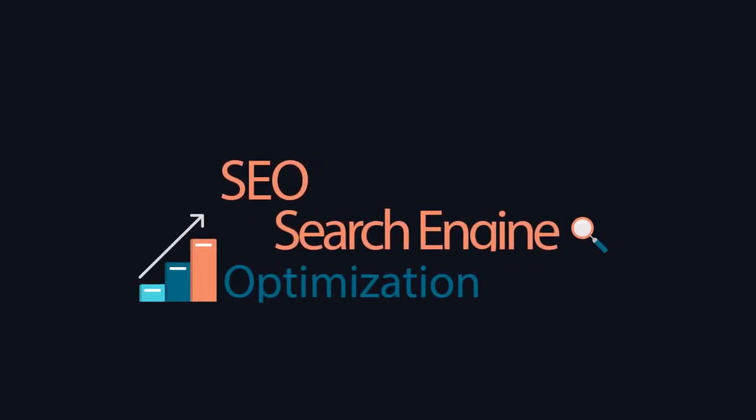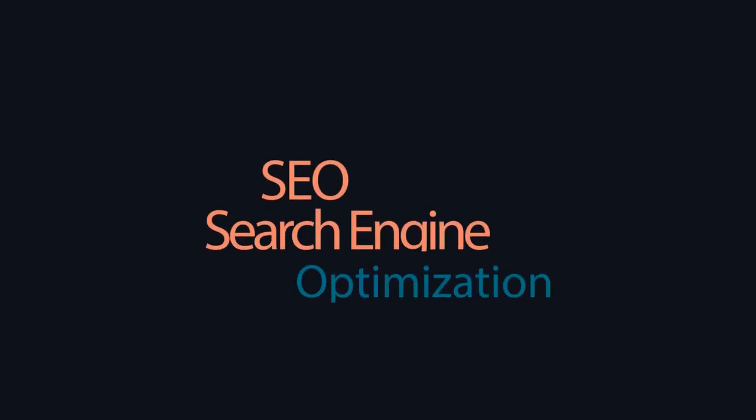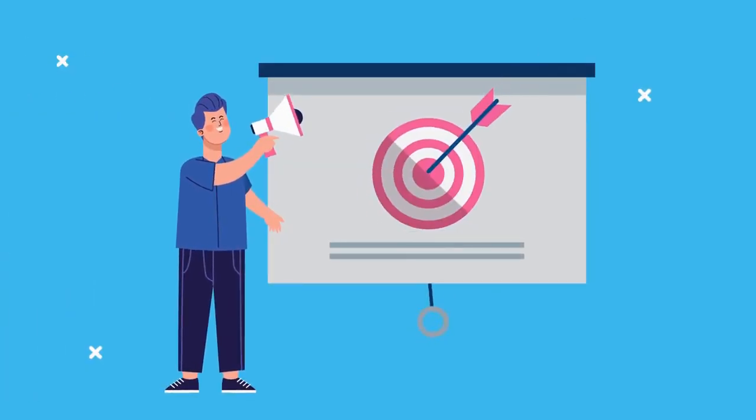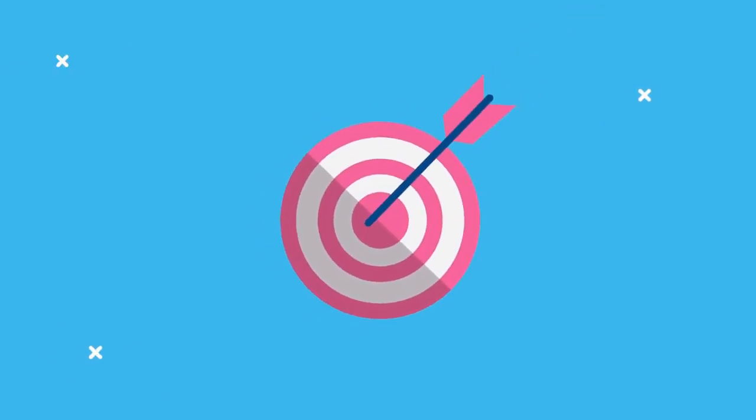SEO, or search engine optimization, is the process of improving your website's visibility in search engine results. The first step in optimizing your startup's SEO is to conduct keyword research. This involves identifying the keywords and phrases that your target audience is searching for, so you can incorporate them into your website's content. Follow these steps to conduct keyword research.